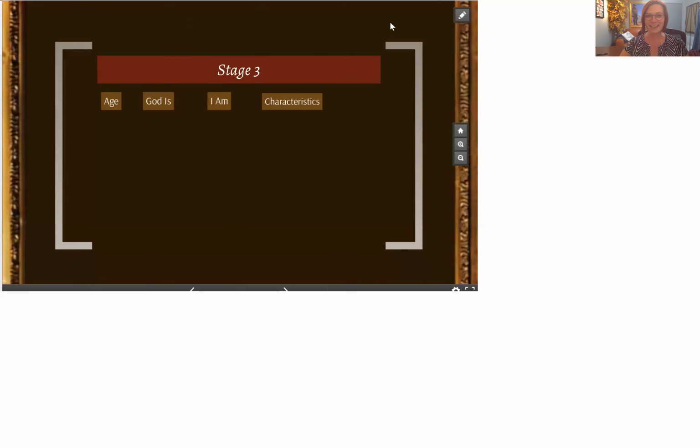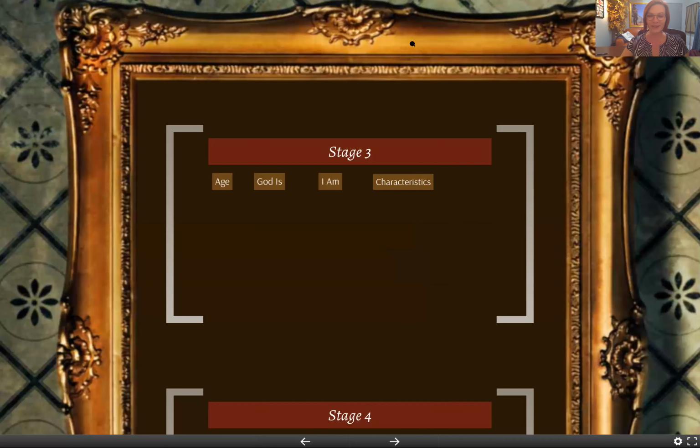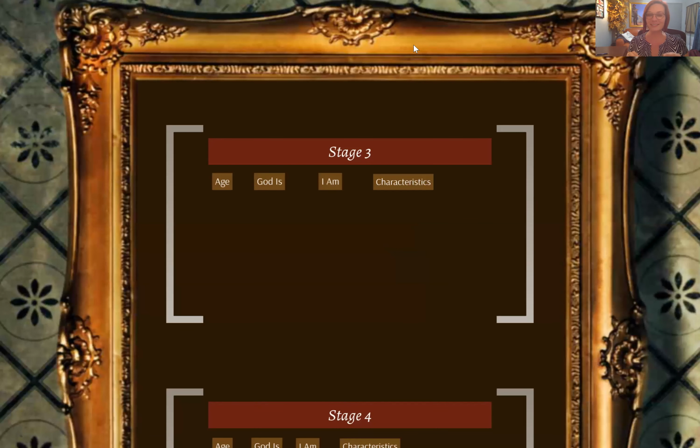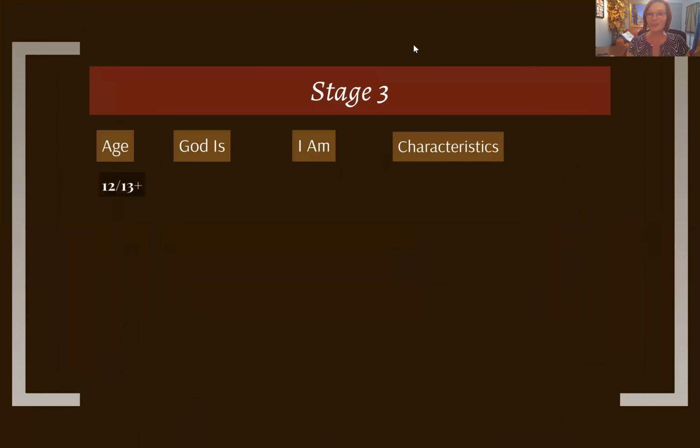So we're going to look at stage 3. Stage 3 is the last stage that we will get to just by the natural biological growth of us as human beings. It starts with the onset of puberty. The onset of puberty usually corresponds to this final change in the natural biological growth and development of the brain. So the age range here, 12, 13 plus, again, just depends on the person and when they hit that.